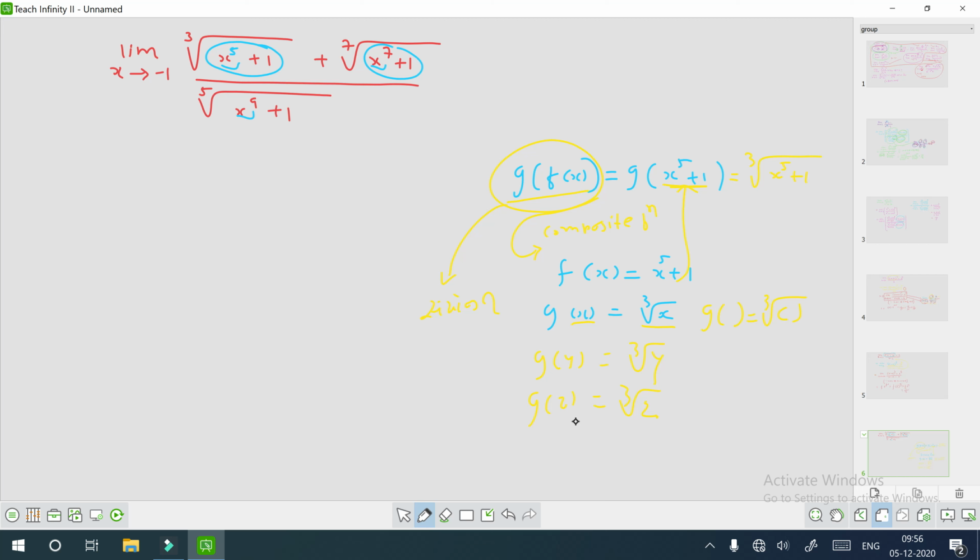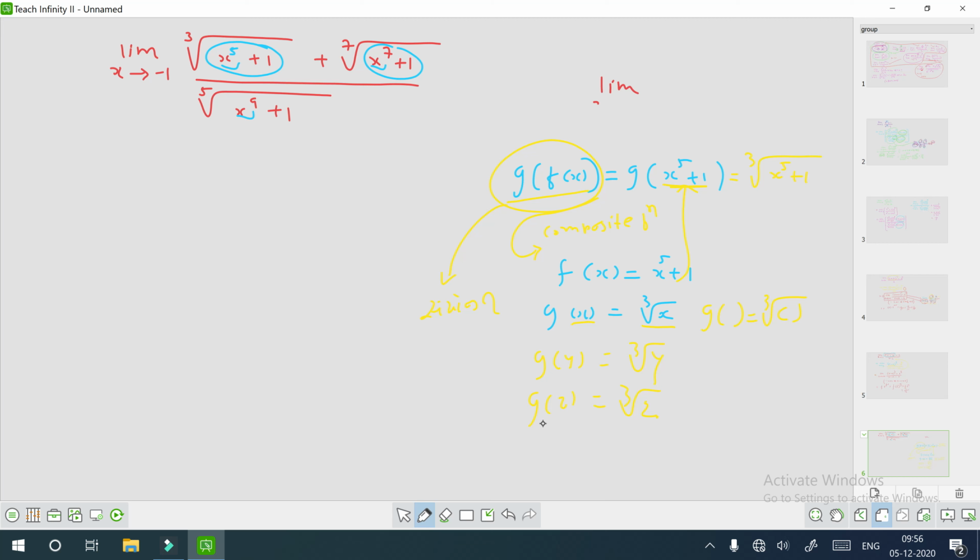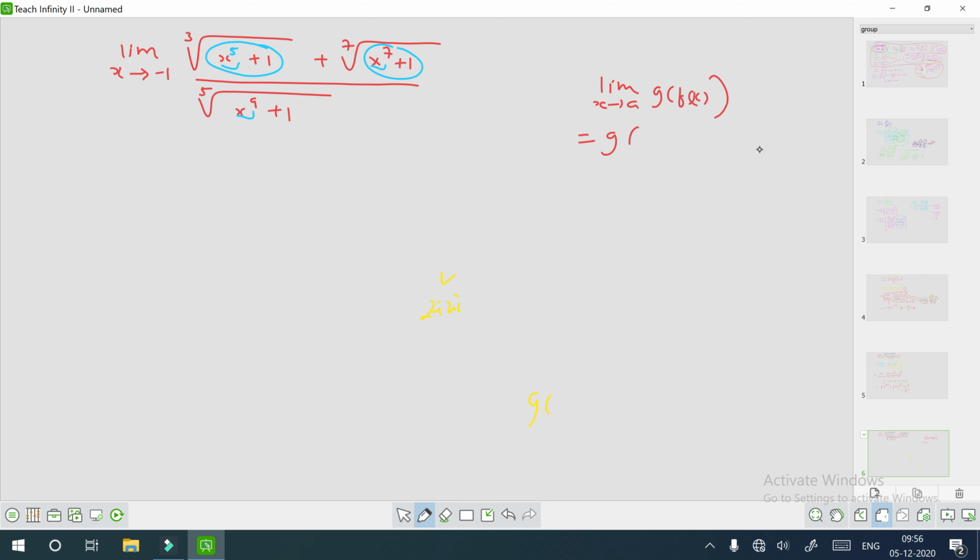Why I would like to explain this one: because to find limit x tends to a of g of f of x is equal to g of limit x tends to a of f of x. That means we can insert the limit into the innermost function.